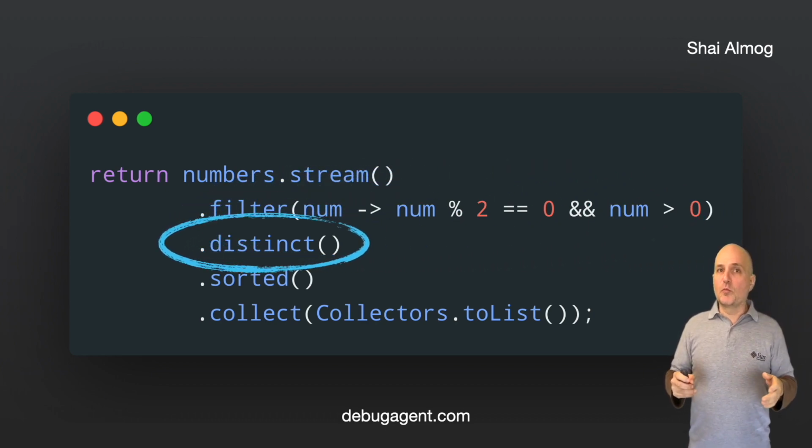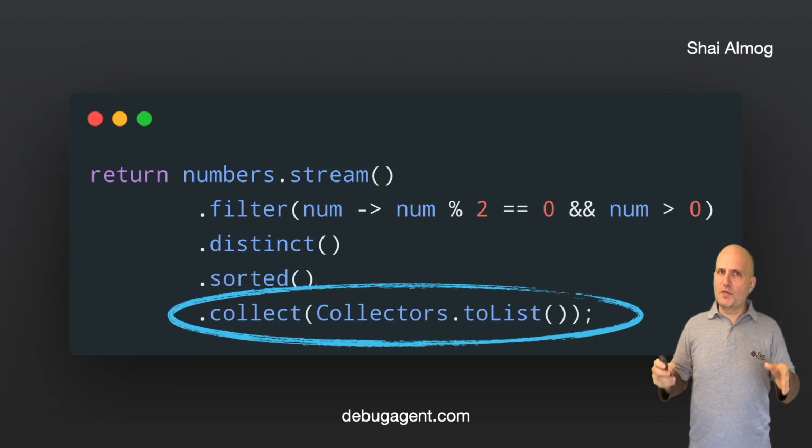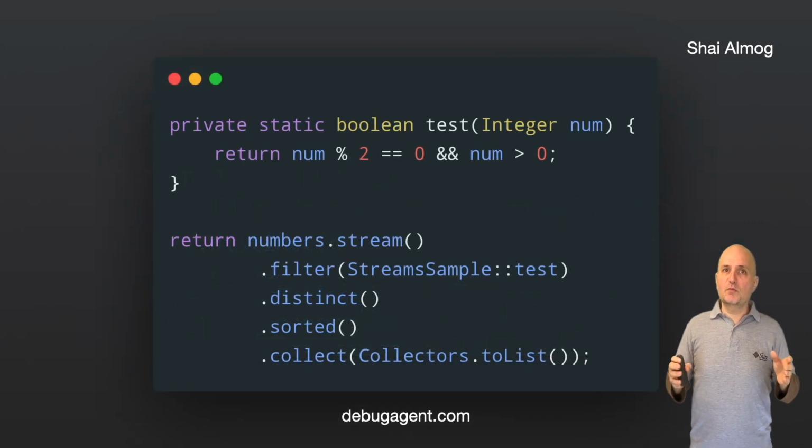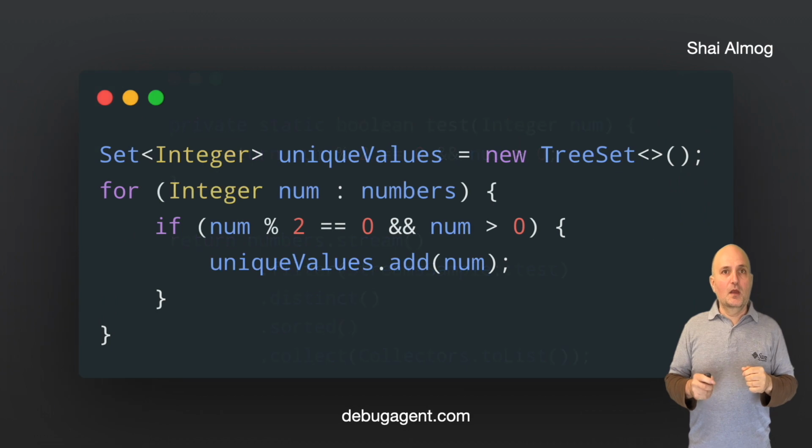The distinct method removes the duplicates, and the sorted method sorts the stream. This shows the greatest asset of streams. The functional structure is almost self-documenting. The collect method converts the result back to the collection, in this case, a list. The stream code can be further refined by removing the lambda expression from the filter and replacing it with a Java 8 method reference, as you can see here.